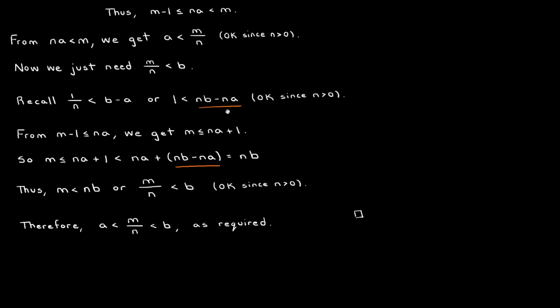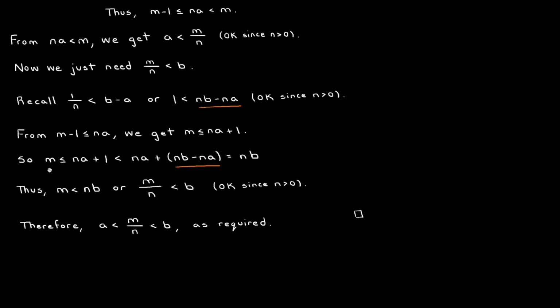And now let's use the other relationship that we established, which is that m minus 1 is less than or equal to na. Well, let's add 1 to both sides of this inequality, and that gives us that m is actually less than or equal to na plus 1. And now we can replace this 1 by what we have here and simplify.